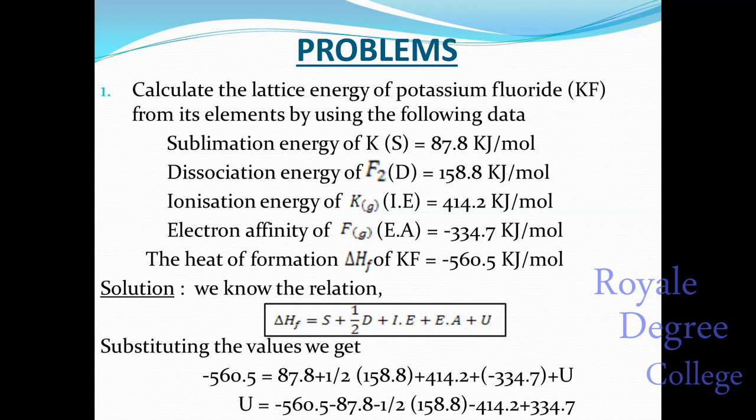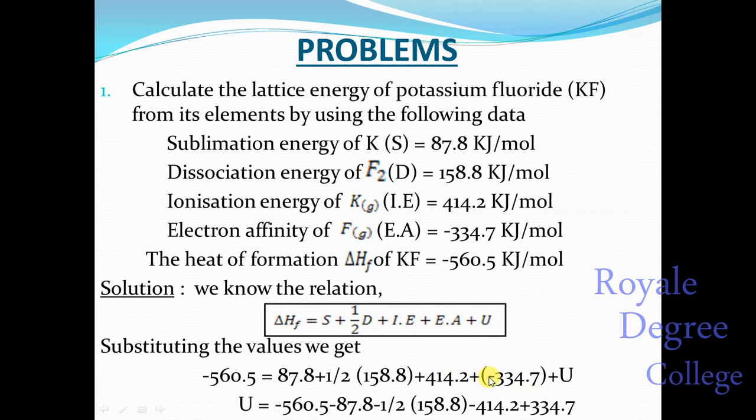Look at this carefully. Substituting the values, we get delta HF value we are keeping here as minus 560.5. It is equal to sublimation energy value 87.8, plus half, as it is we are writing, dissociation value, how much it is given, 158.8, plus ionization energy value 414.2. Then plus, electron affinity value, it is in the negative sign, that is minus 334.7. Then plus we don't know the value of lattice energy, so we are finding the value of lattice energy.